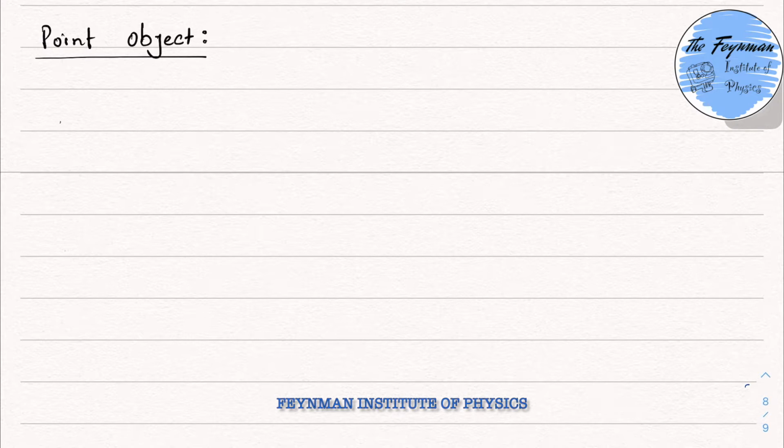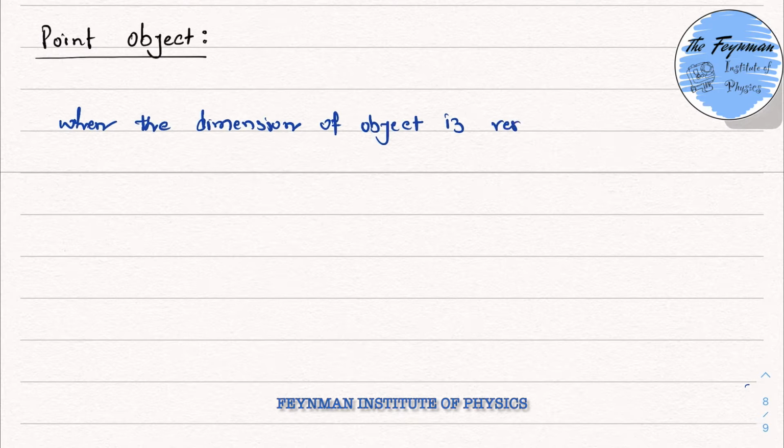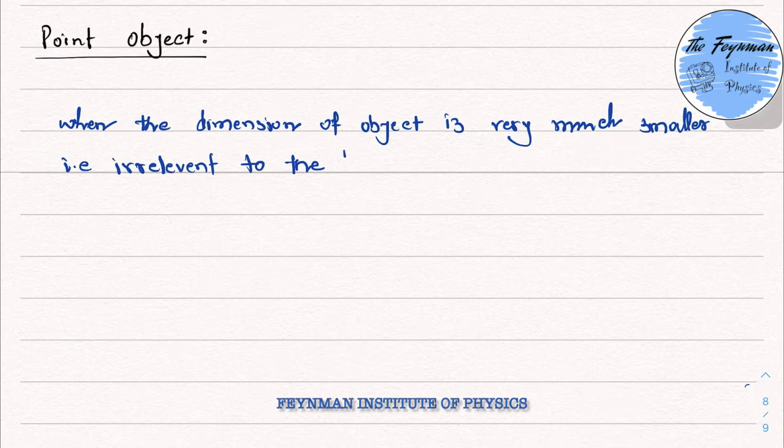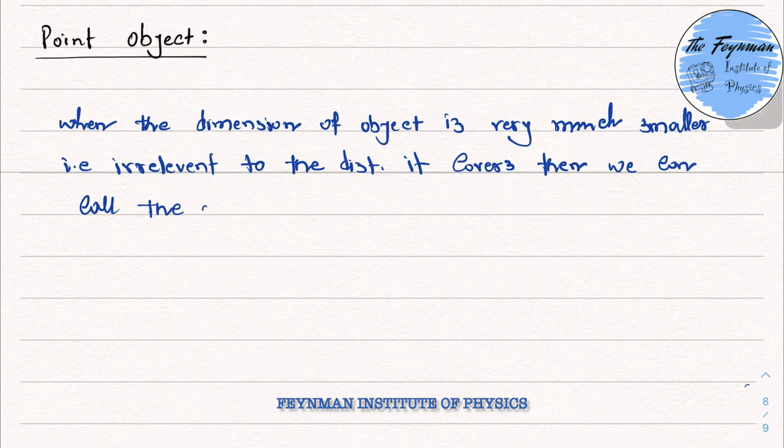Hence we can say that when the dimension of an object is very much smaller, that is irrelevant, compared to the distance it covers, then we can call the object a point object.